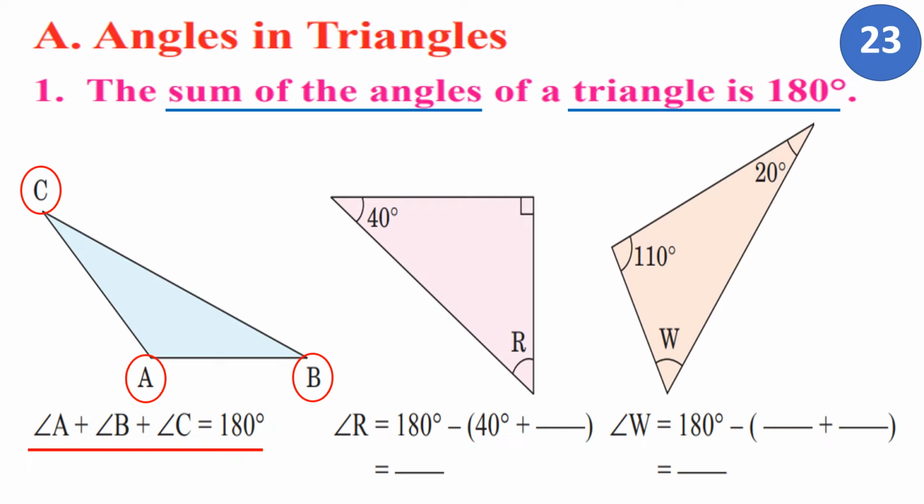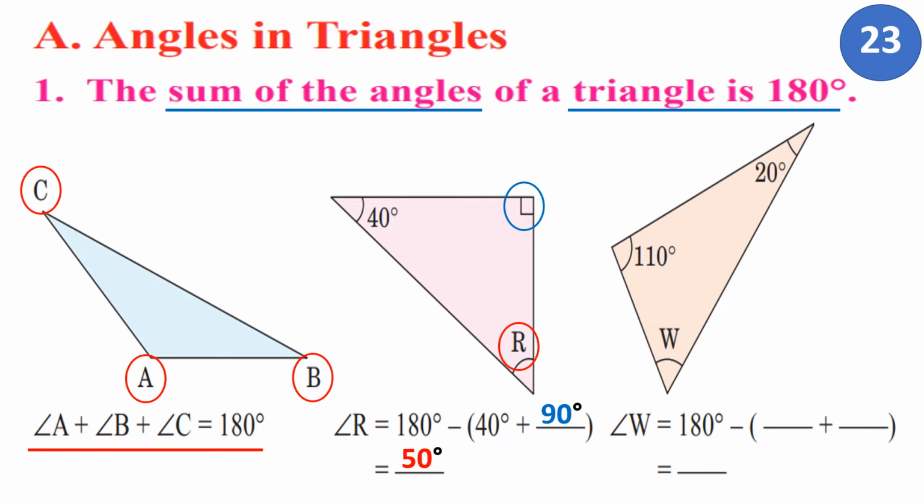In this triangle, we're going to find R. Then you have 40, and here is the right angle, which is 90. The sum of angles of a triangle is 180, so 180 minus 40 plus 90. Then you have 180 minus 130. Your answer is 50 degrees.